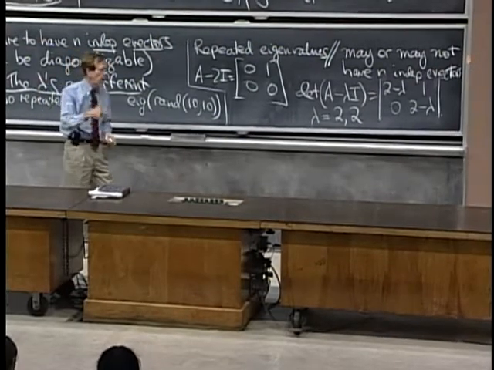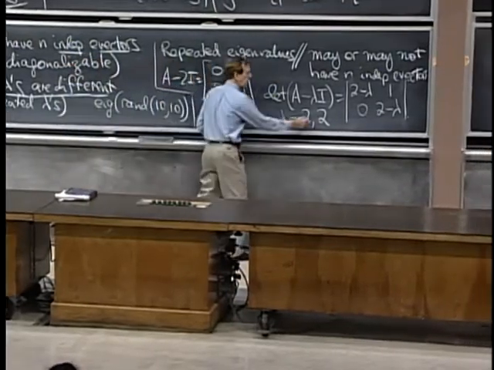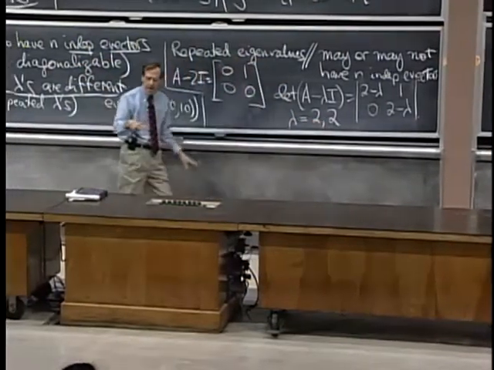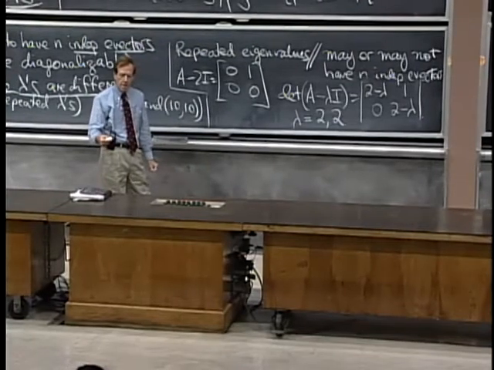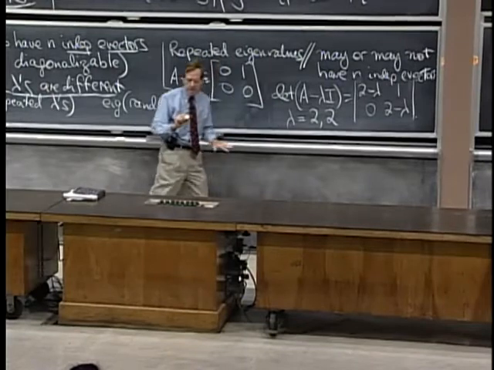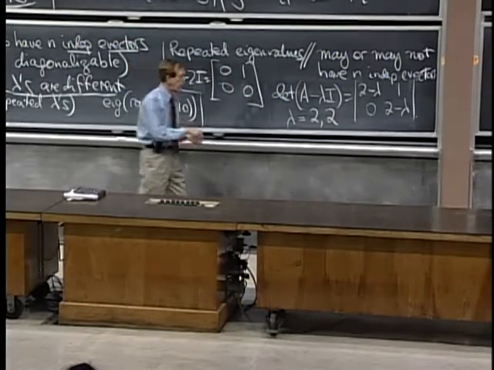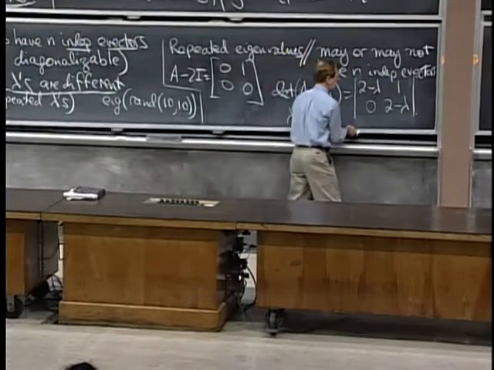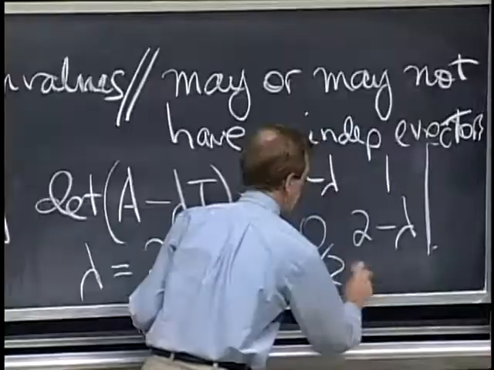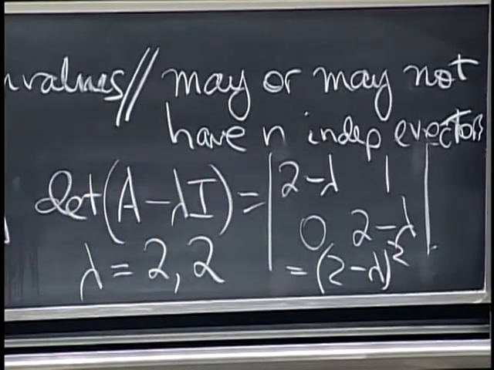My algebraic multiplicity is 2. When I count how often the eigenvalue is repeated, that's the algebraic multiplicity. How many times is it the root of the polynomial? My polynomial is 2 minus lambda squared. It's a double root. So my algebraic multiplicity is 2.